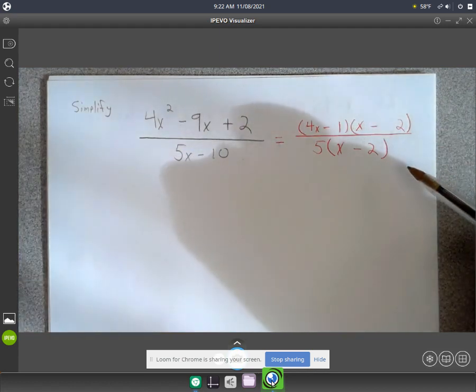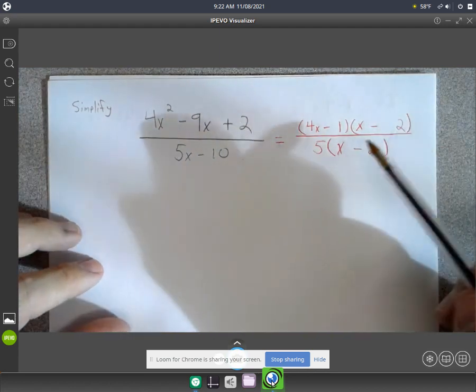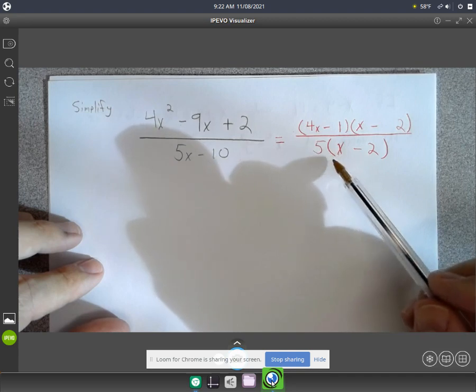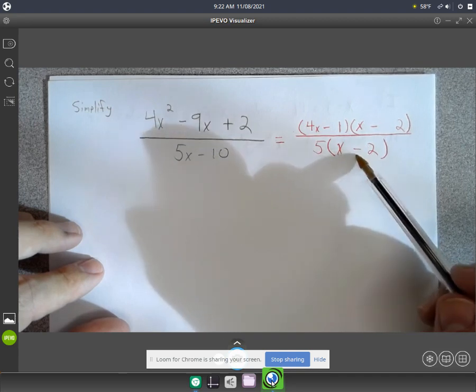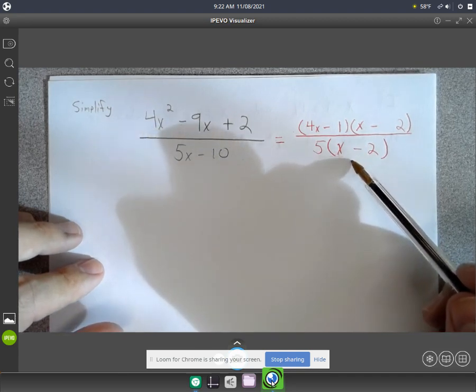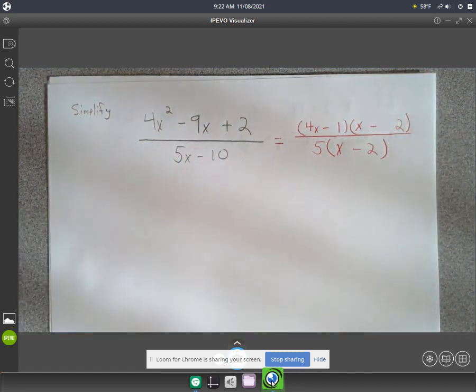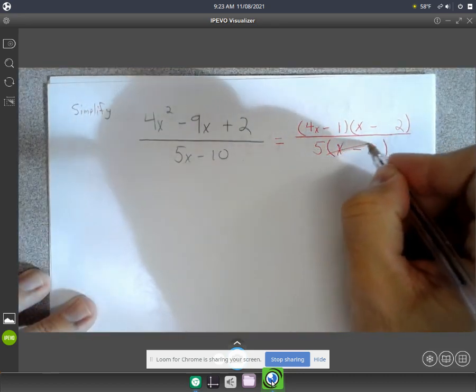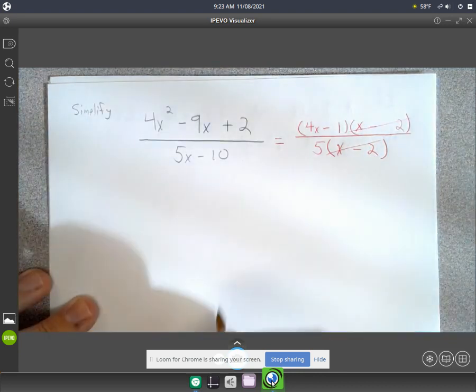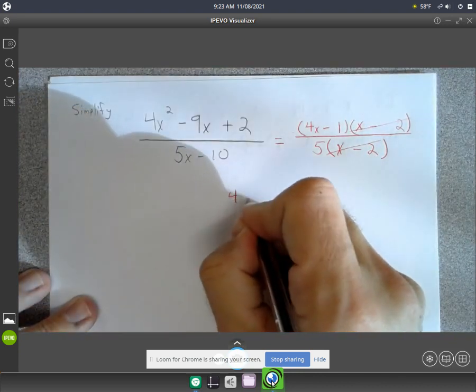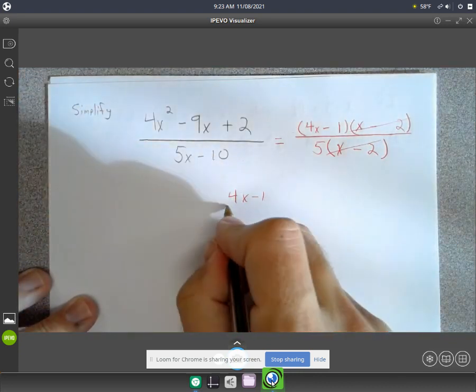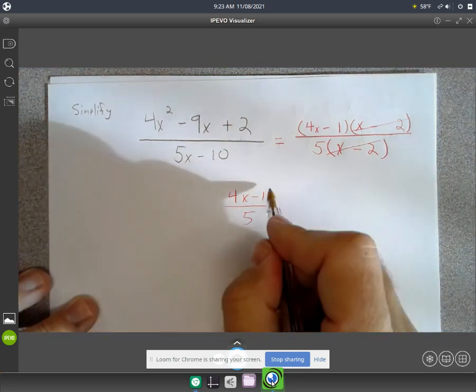Now, a lot of times whenever you're doing these problems, like whenever I factored the bottom, I got an x minus 2 as a factor. That's usually a pretty good indication that the top will also have an x minus 2. They usually build these problems so that you can cancel stuff like that. All right, I'm going to cancel the x minus 2's. And so my final answer is 4x minus 1 over 5.